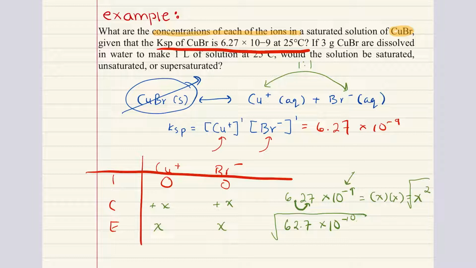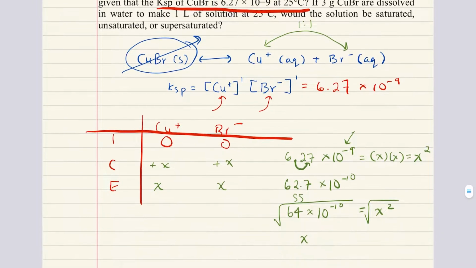Now, the second thing I want to do is approximate this 62.7 to a number that's a perfect square, so to 64, because 8 squared gives us 64. So now we have 64 times 10 to the minus 10 is equal to x squared, and then we could take the square root of both sides to get our value for x. X is going to equal 8 times 10 to the minus 5.